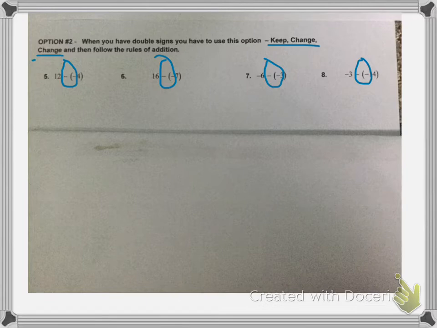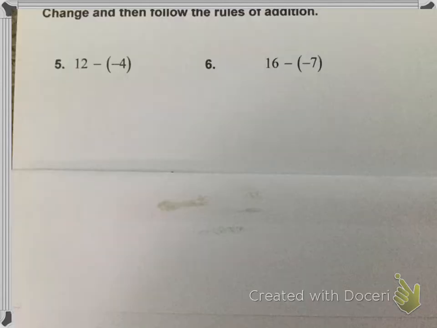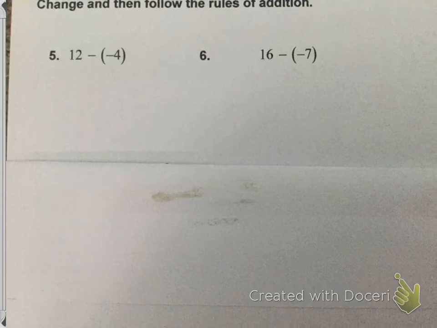Okay, so let's take a look at number 5. We have 12 minus -4, so we have minus and negative. It's a double sign. So we are going to keep, change, change. What that means is you are going to keep the first number of the problem, so keep your 12. We are going to change our subtraction sign to an addition sign, and we are going to change our -4 to a +4. Keep, change, change. And it helps when you write that over the top.